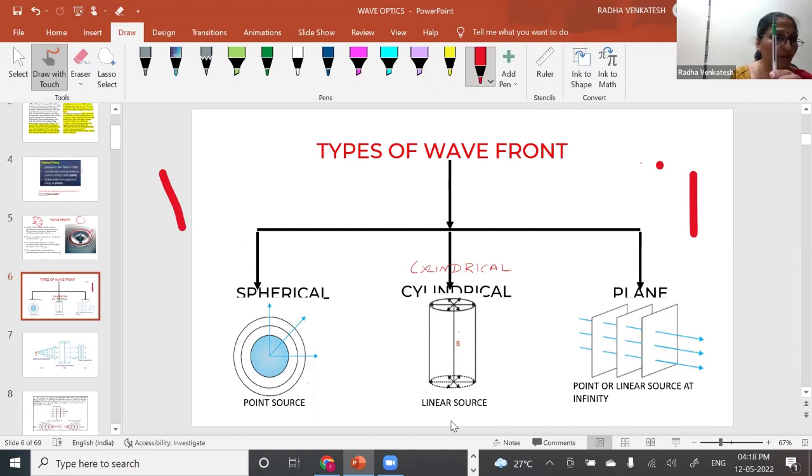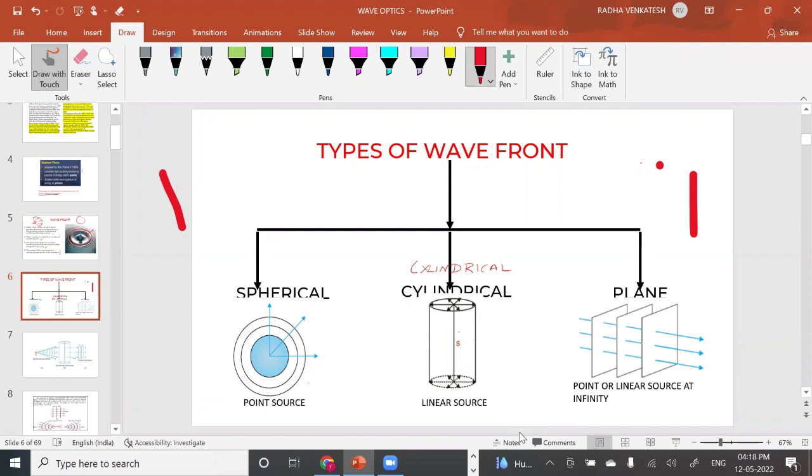And another example of a linear source is the slits that we will be using in the YDSE experiment, or the single slit diffraction experiment, and all that we have as source. Right? We have that slit.